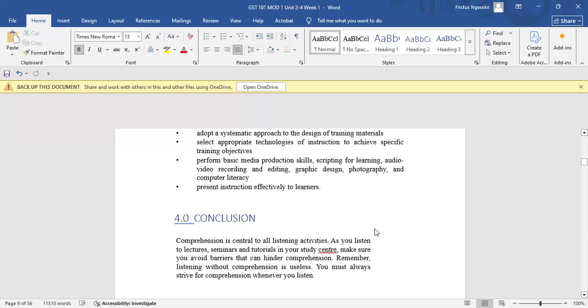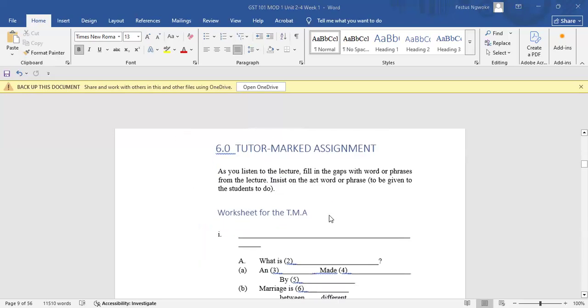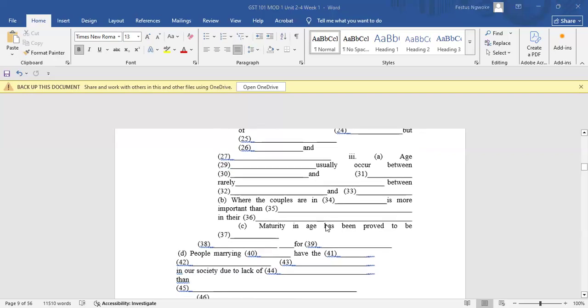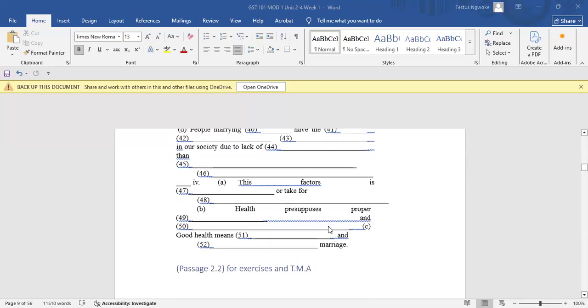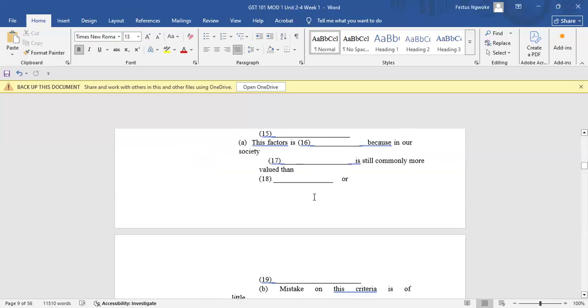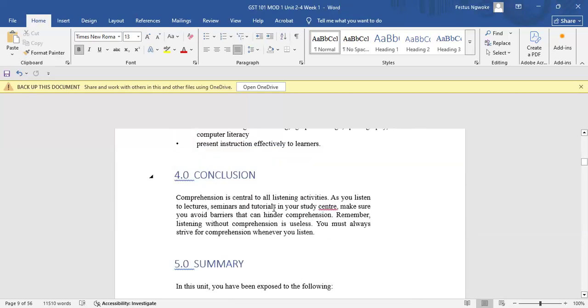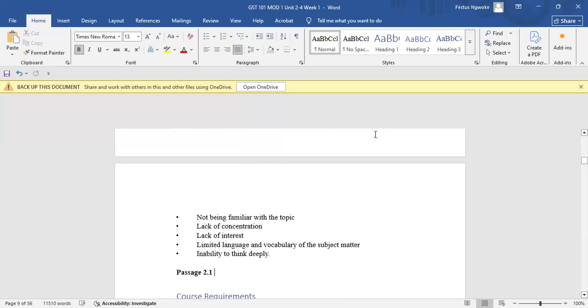I'm back. So we are talking about factors that affect our comprehension. That's what we are talking about. Let me try to get to where we are before now. Yes, this is where we are.